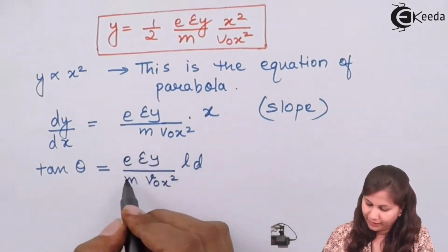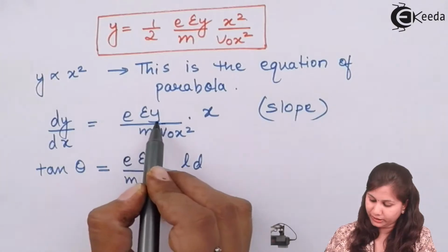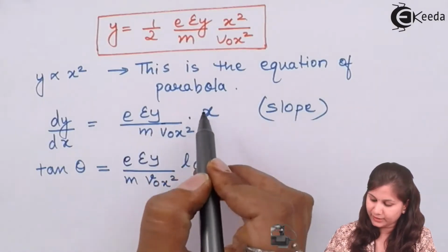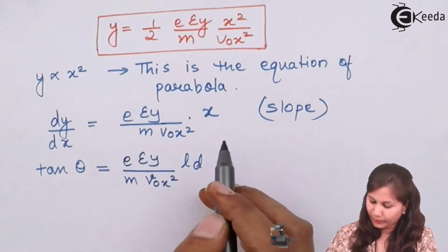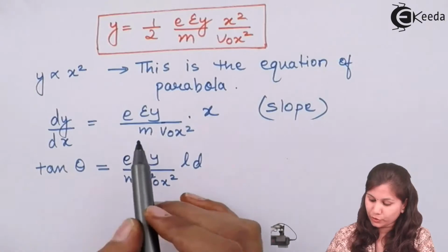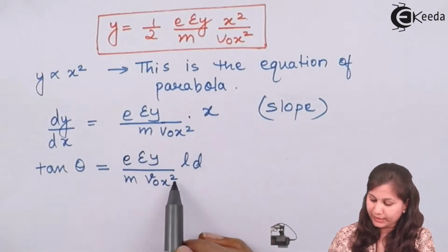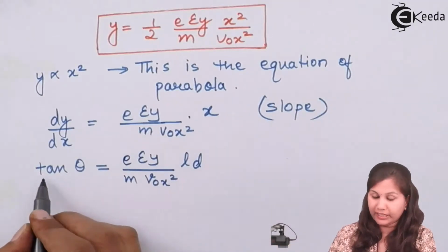This is the value of y. Here we have substituted e, E_y, m, V_ox. Instead of x, we are writing L_d, and then divided by, so this is tan theta. Tan theta is equal to e E_y by m V_ox square, and instead of x, we are writing here L_d. So we are getting the tan theta.